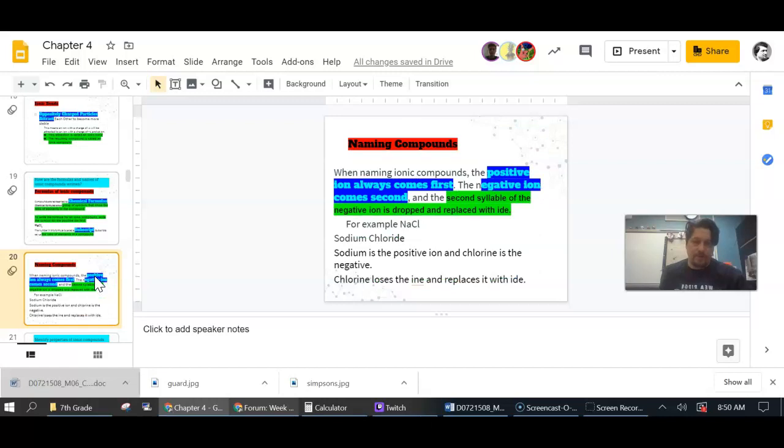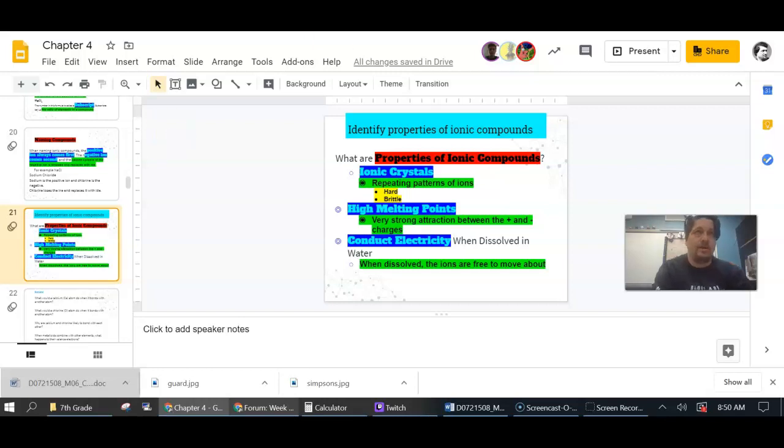And we name them. The positive ion, again, comes first. You write it first, you're going to speak it first. The negative ion comes second. The second syllable of the nonmetal is dropped and replaced with IDE. So, for example, sodium chlorine. We drop the second syllable. It's not going to be chlorine. We'll drop the INE part and replace it with IDE, chloride. Sodium is a metal. It loses an electron, becomes positive. Chlorine gains the electron. It becomes negative. Chlorine loses the INE and is replaced with the IDE.